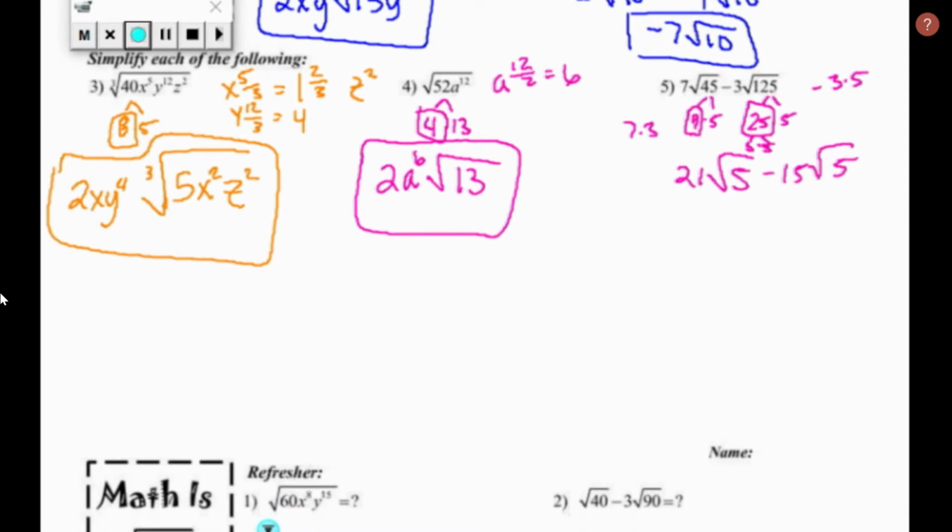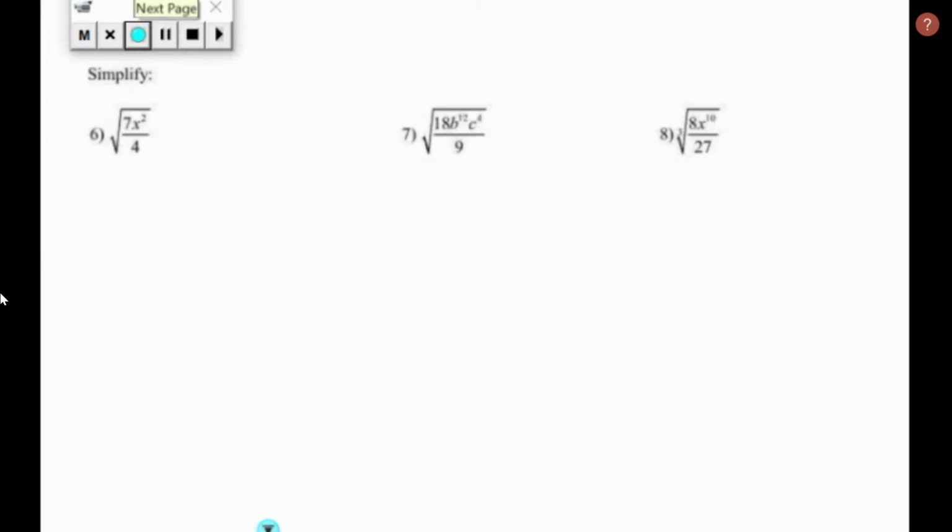Now I'm just going to subtract 21 minus 15. I have my answer, 6 root 5. Alright, so that is all stuff that you've seen before. That is all basically review. What is new is going to be the stuff on the back.